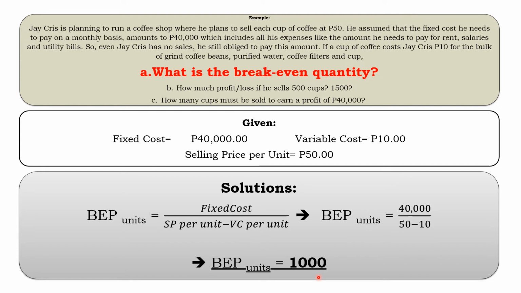Meaning, if J. Chris sold 1,000 cups of coffee, she will not earn a profit nor incur losses.